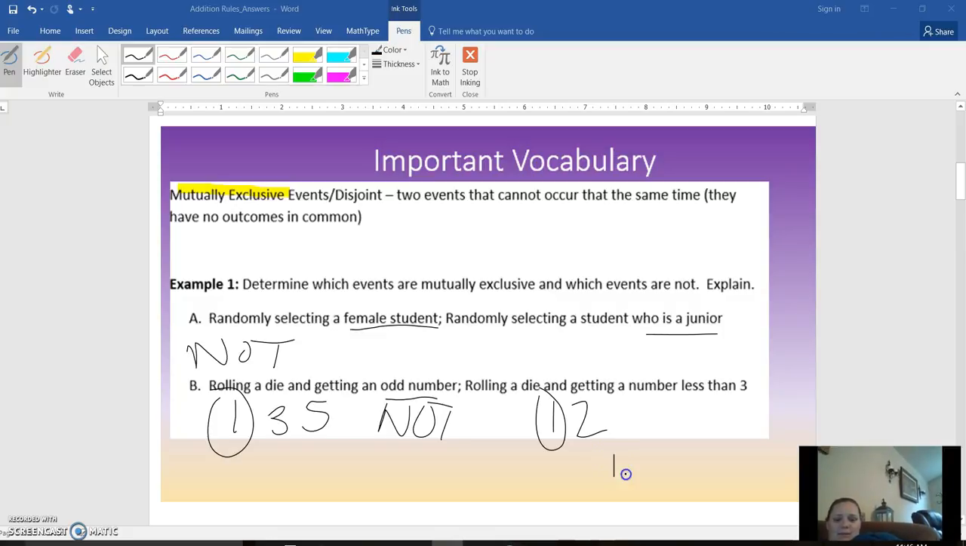If I changed it to rolling a die and getting an odd number, and then I rolled a die and got a number 6 or more, then those would be mutually exclusive because on a dice there's only the number 6 that's 6 or more, or you could say greater than 5.